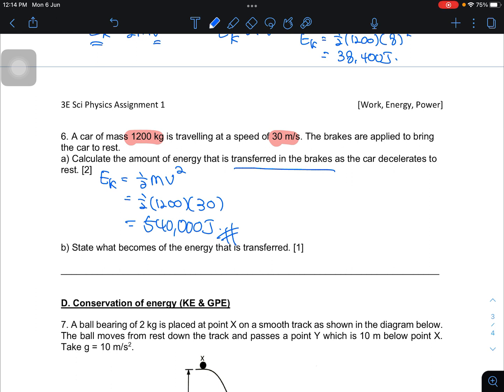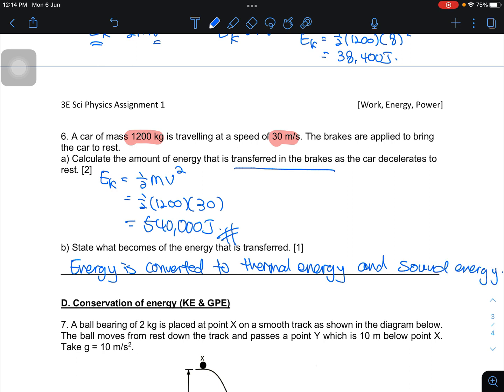Brakes have got to do with friction, right? So what happens? Energy is converted. The main form is definitely heat. Or, okay, let's not use the word heat, let's use thermal energy. The thermal energy and sound energy. You can imagine the screeching sound, right? But the main form is definitely thermal.